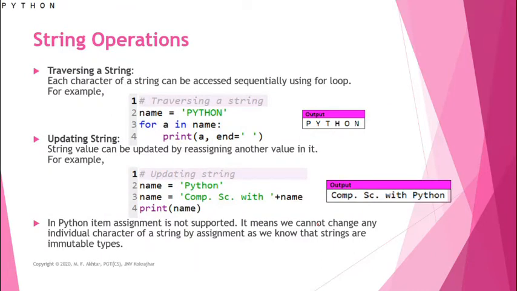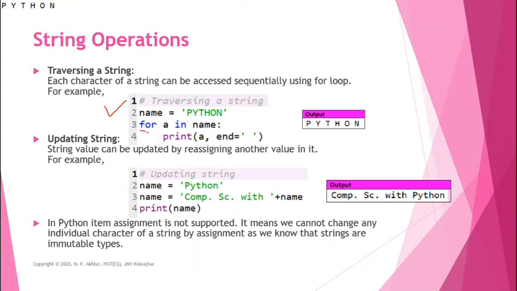Some string operations are given here. How do we traverse a string? Traverse means how we can access each and every individual element. You see here, we have given an example program. Traversing a string, name equals to Python is given.